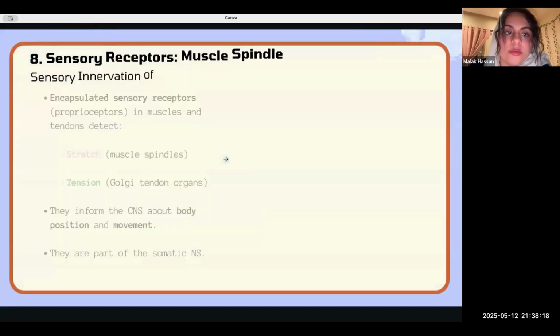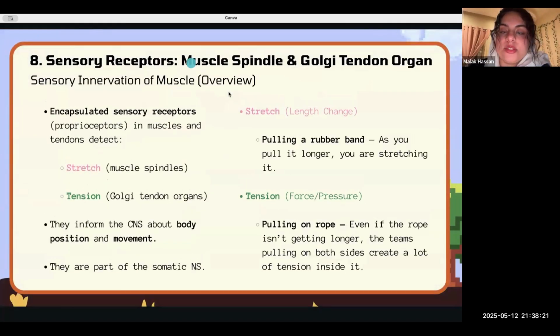Okay, and we're back. So let's talk about the sensory receptors in muscle. So we have the muscle spindles and the Golgi tendon organs. For sensory innervation of muscle, we have two types of receptors. Both of them are encapsulated sensory receptors, and some of them are in muscles and some of them are in tendons. The ones in muscles will detect something called stretch, and the ones in tendons will detect something called tension. And these will send messages to the central nervous system about the body position and the movement.